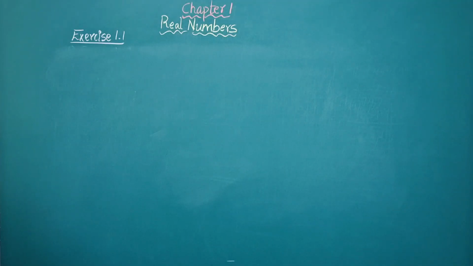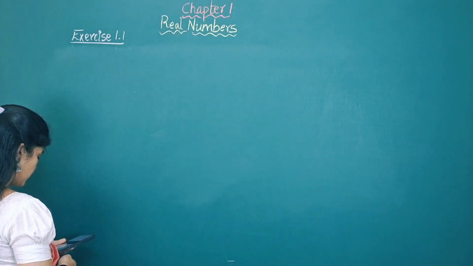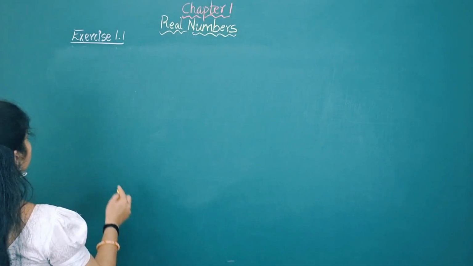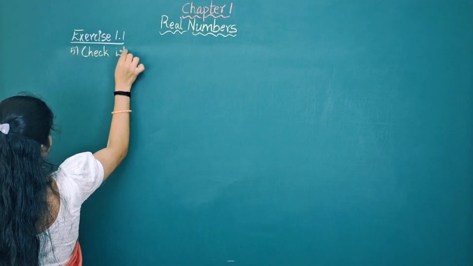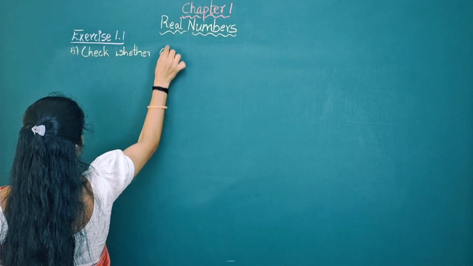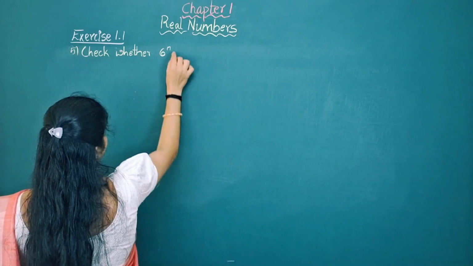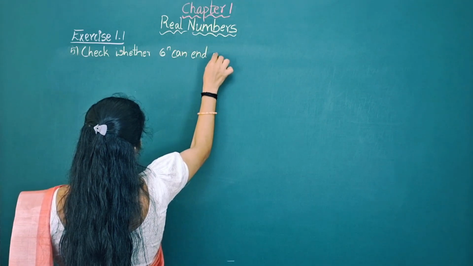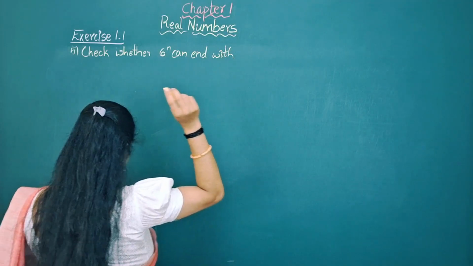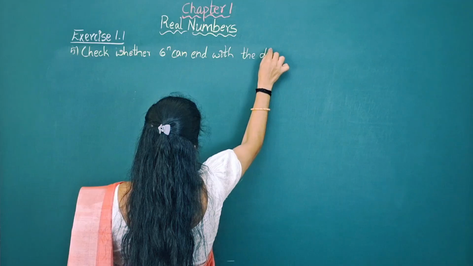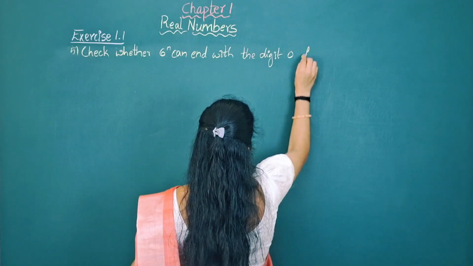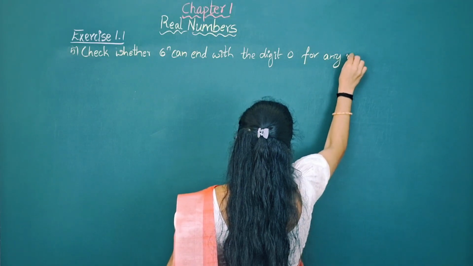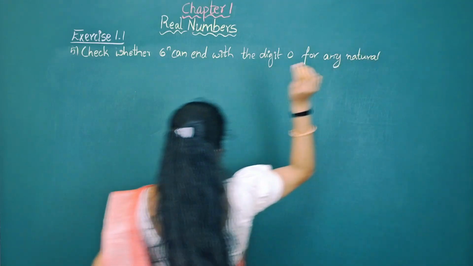Question number 5 of exercise 1.1. Check whether 6 to the power n can end with the digit 0 for any natural number n.